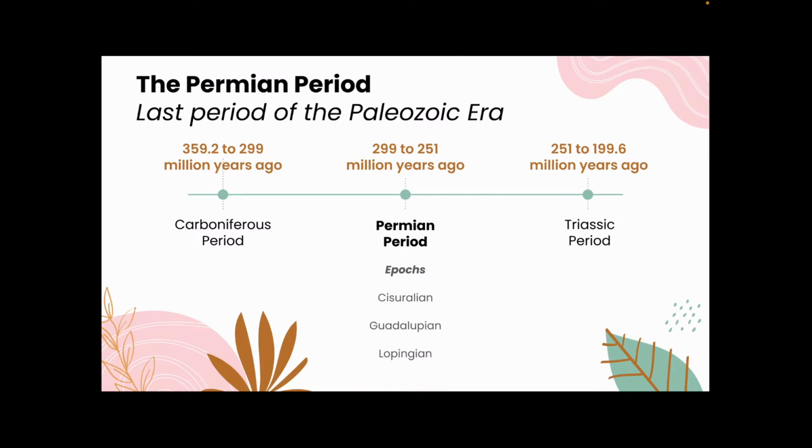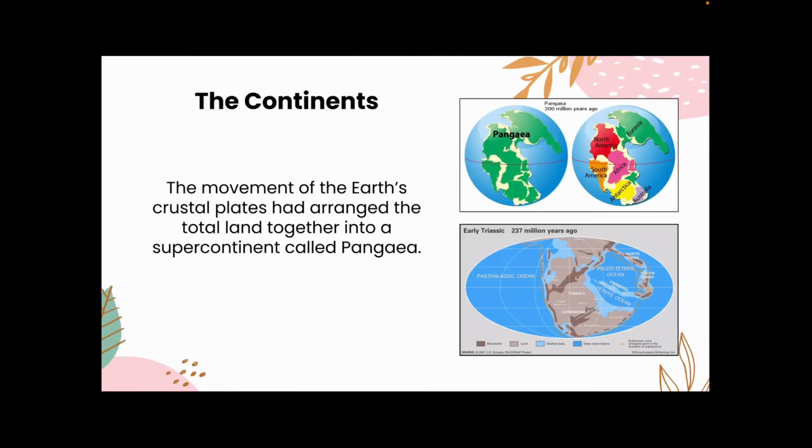Here are the epochs. The continents. The movement of the Earth's crustal plates had arranged the total land together into a supercontinent called Pangaea.